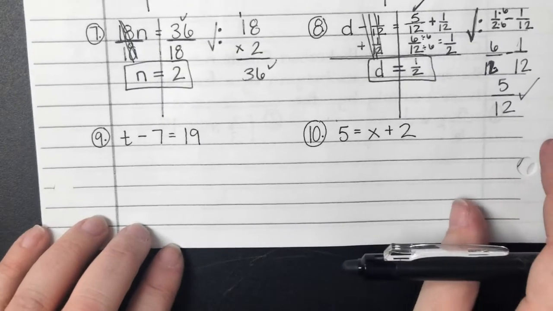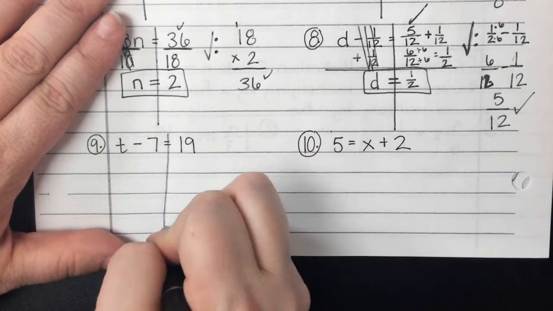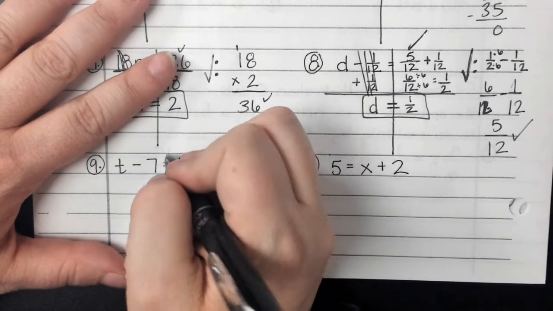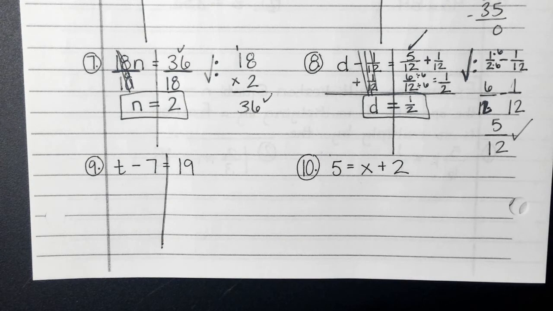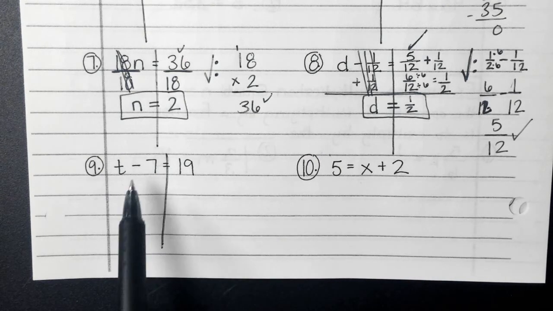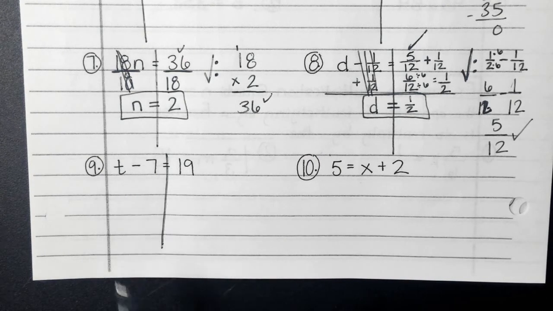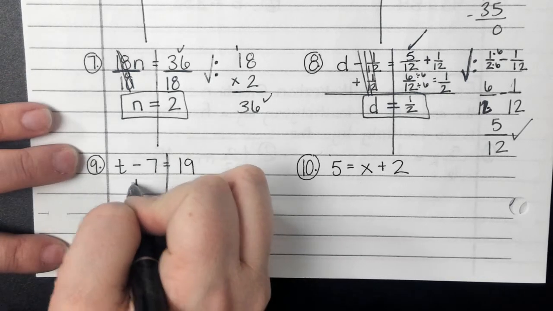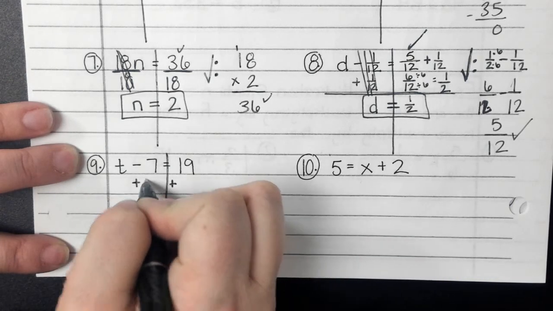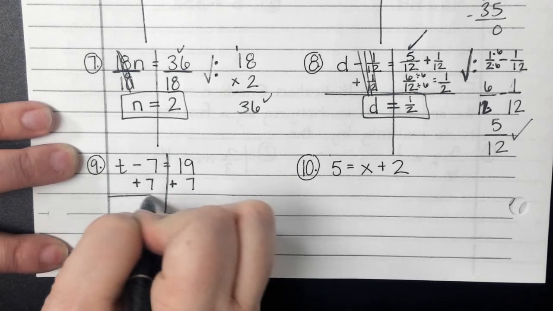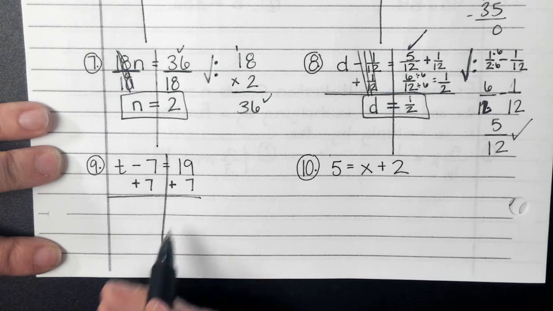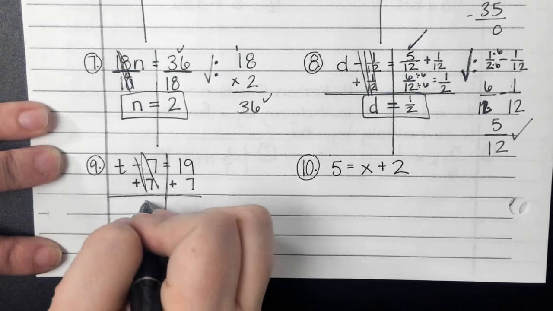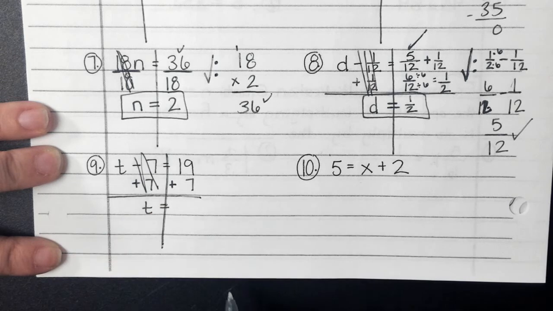All right, we have 2 more problems to look at. Number 9, let's go ahead and draw our line. Let's draw a neater line. All right, Jessica, what operation is happening right now? It's subtraction. So what are we going to do? We're going to add. What am I adding to both sides? 7, because that's what's next to my letter. Okay? What happens to a minus 7 and a plus 7? It goes away. And leave me with t equals 19 plus 7.